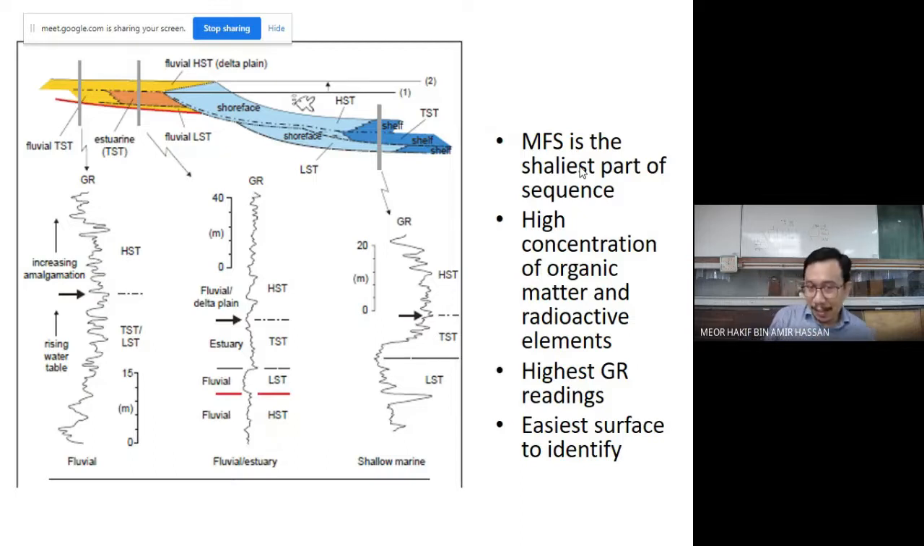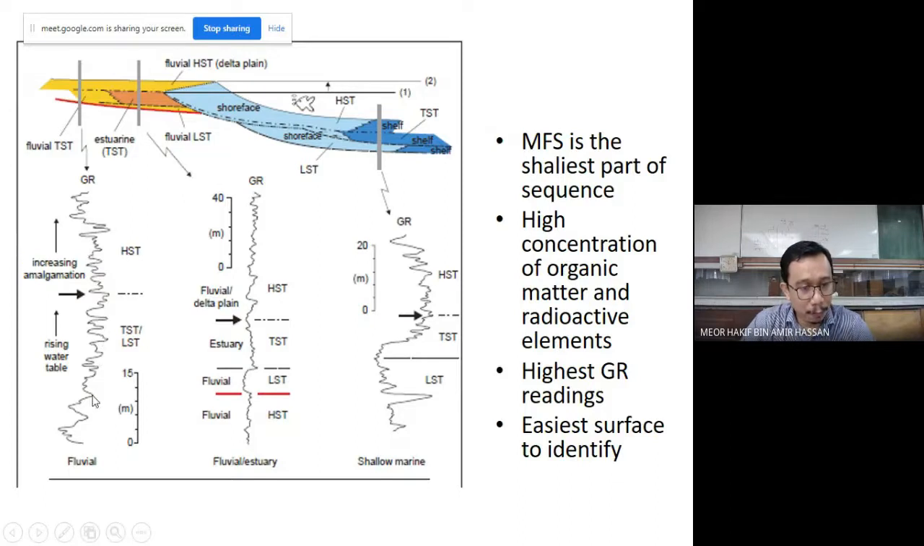And again, the reason is this, because it's going to be very far away from the land. Most of the time, it's just a lot of suspension fallout, hemipelagic and pelagic deposits. So it's only the shaliest part, not much in terms of sand. Sand tak sampai, jauh sangat.